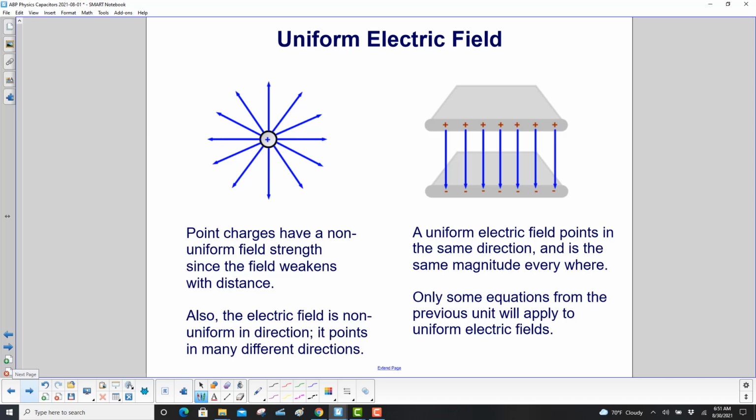So let's compare our two configurations now. Point charges have a non-uniform field strength since the field weakens with distance. Also, the electric field is non-uniform in direction. It points in many different directions. A uniform electric field points in the same direction and has the same magnitude everywhere. Only some equations from the previous units will apply to uniform electric fields.